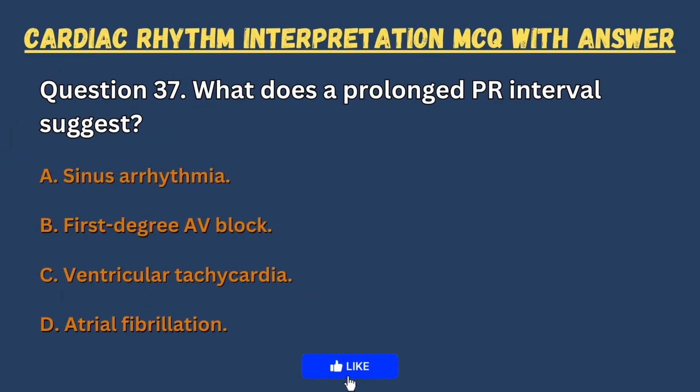Question 37. What does a prolonged PR interval suggest? A. Sinus arrhythmia. B. First-degree AV block. C. Ventricular tachycardia. D. Atrial fibrillation.